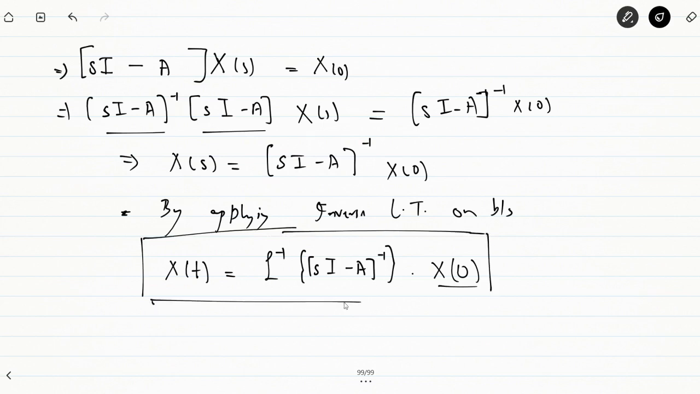X of t is equal to Laplace inverse of sI minus a inverse into x of 0. Fine. So let this be 1. This is the complete solution, but we'll find an alternate solution. Alternately, we had an equation x dot equal to ax.